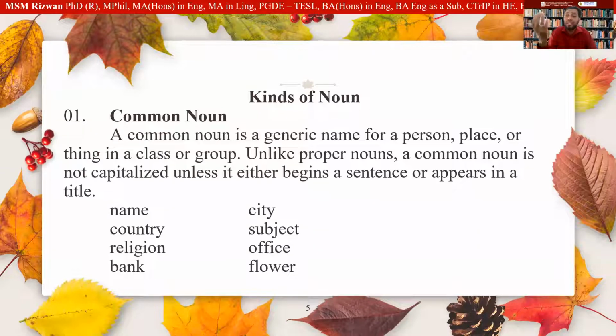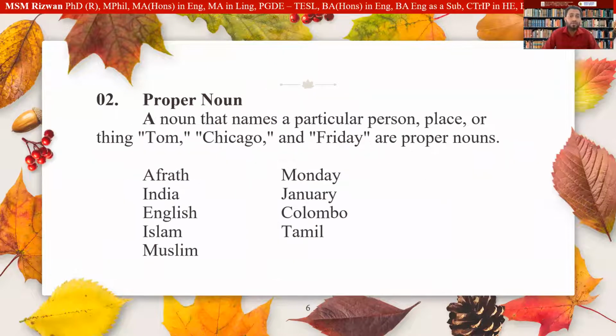Now, name, city, right? Country, subject, religion, office, bank, flower. So these are the common nouns you can simply understand. Now let us move on to proper nouns, right? You have to know what proper noun is in English language.